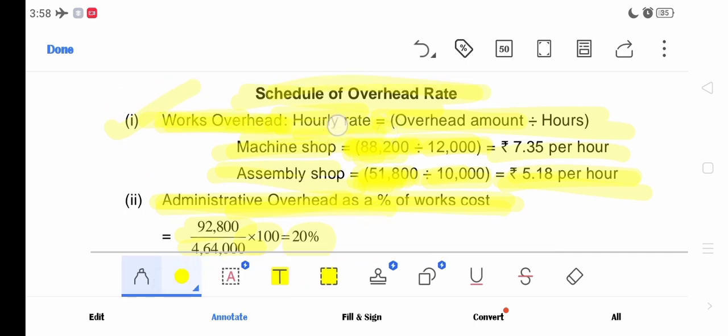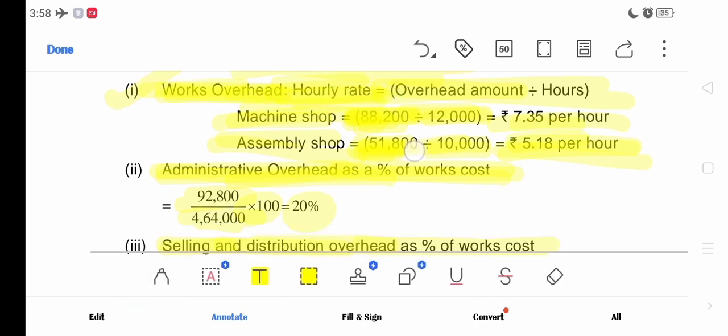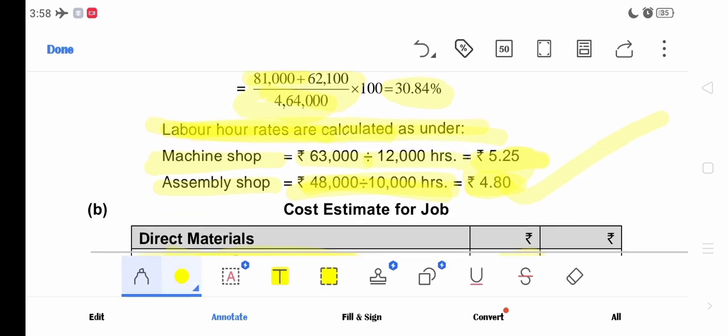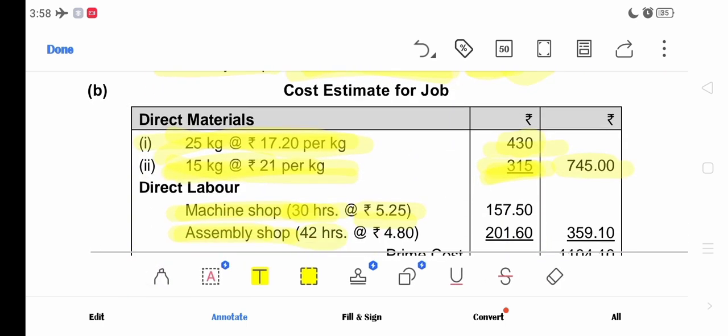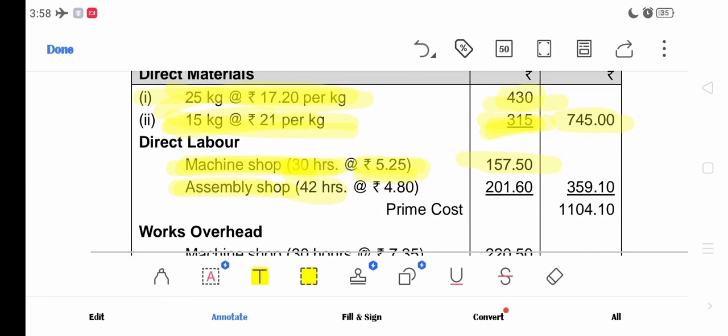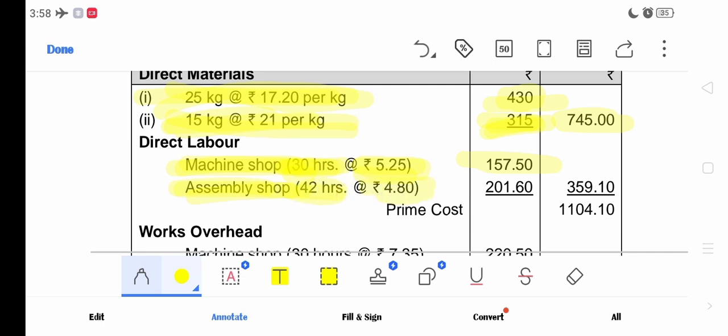Works overhead hourly rate we have found out, and here labor hours also we have found out. So here we have to put the labor hours rate, or overhead rates. Labor hours rate only. So for the machine shop it is 5.25 into 30 hours, which comes to 157.5, and for assembly shop it is 4.8, which is they have given 42 hours into 4.8 per hour, which comes to a total of 201.6. So total comes to 359.10.